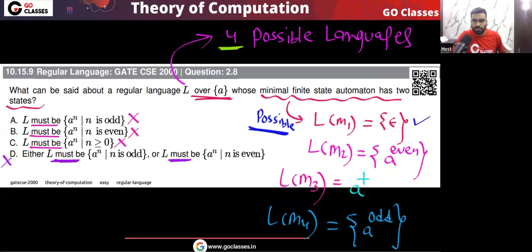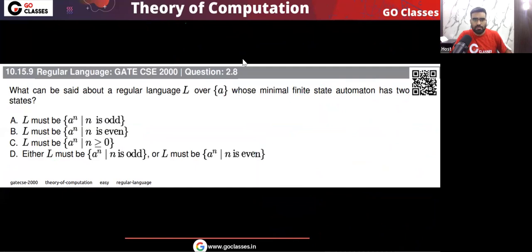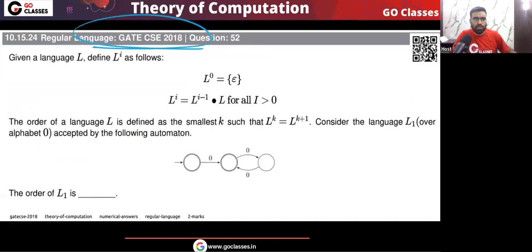Okay, let's move on now. Let's solve this GATE 2018 question. Given a language L, define L power i. L power 0 is the set containing the empty string, which we already know; this is the standard definition. L power i is L power i minus 1 concatenated with L, for i greater than 0. So this is just the definition of L power i.